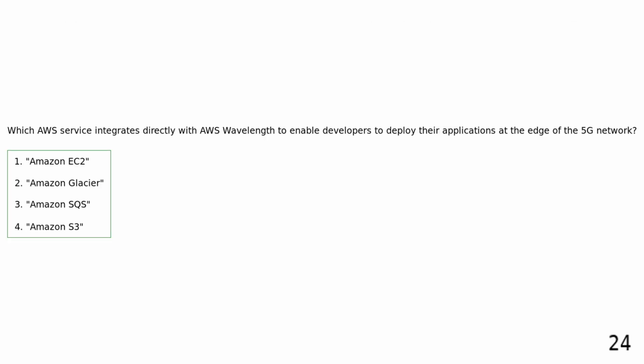Which AWS service integrates directly with AWS Wavelength to enable developers to deploy their applications at the edge of the 5G network? Amazon EC2, Amazon Glacier, Amazon SQS, Amazon S3. Amazon EC2 instances can be provisioned in AWS Wavelength zones to deploy applications closer to end users.